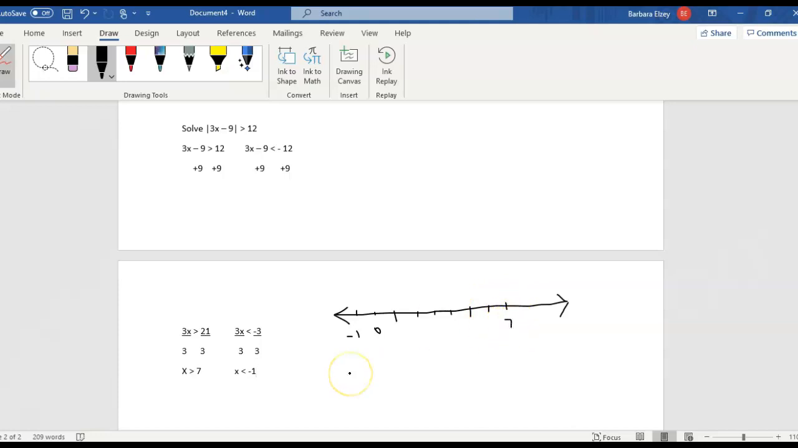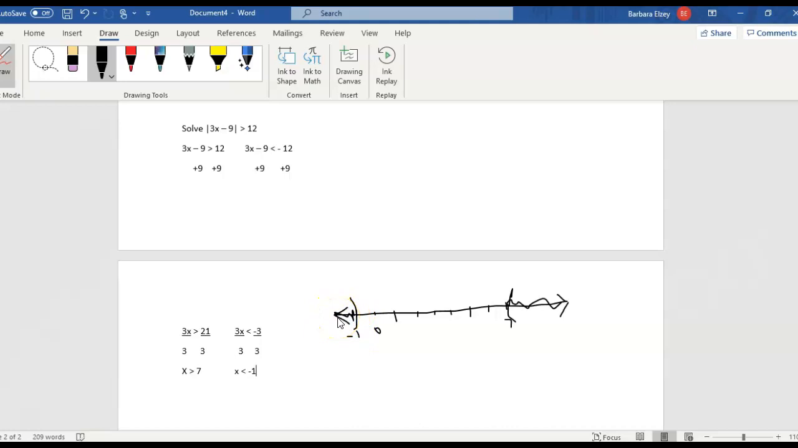So if we were to graph this thing, we need x greater than 7. And recall a greater than is going to be an open bracket or an open circle. And that's not a very good bracket, and we would shade going out this way. And then x less than negative 1, we'd have a going this way.